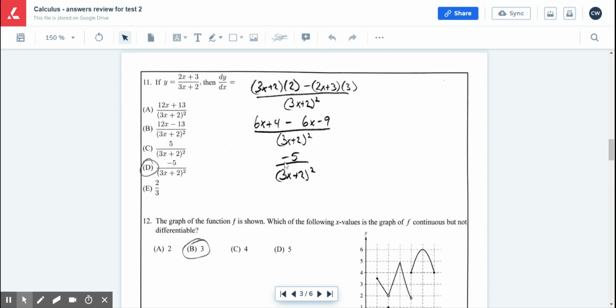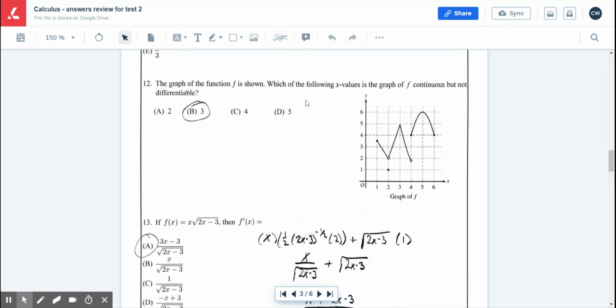11 we did in class as well. We got a variable on the top, variable on the bottom, so we got to do quotient rule, bottom times the derivative of the top, minus the top, derivative of the bottom over the bottom squared. Distribute here gives me this. Distribute there gives me that. The 6x's cancel. 4 and -9 gives me -5. My answer is D.